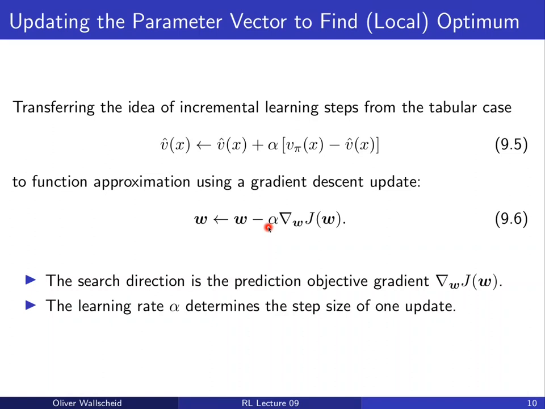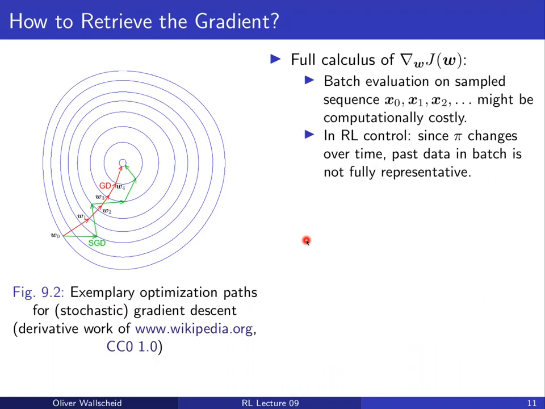So the question arises: if we need the gradient of our cost function J, how can we retrieve it? Basically we have two options. The first option is a full calculus of J, or the gradient of J, so the batch gradient. We'll discuss the batch gradient calculus a little bit later in the next section. However, one problem would be that we really have to evaluate on a full sample sequence regarding the states, and of course that might be computationally costly.